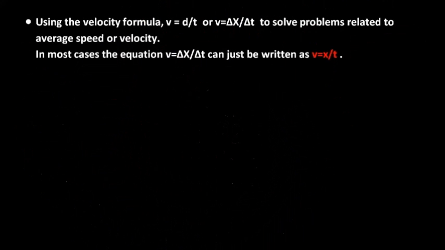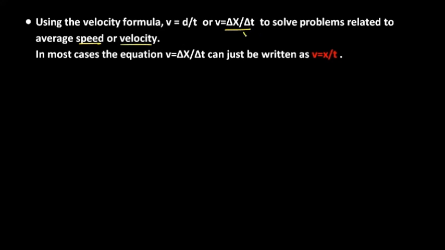All right, now we're going to spend a little bit of time talking about the equation that we have for speed and also the equation that we have for velocity, and we're going to solve some problems. Use the velocity formula, v equals d over t, or v equals delta x over delta t, to solve problems related to both speed and velocity. Now, in order to do this, we're actually going to break these equations down. We're going to use two different equations here, one for speed and one for velocity.